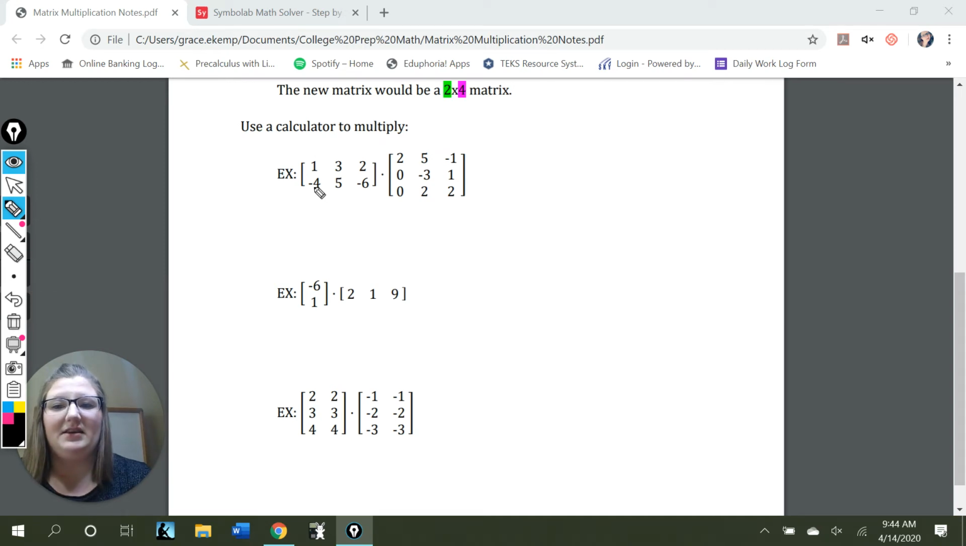First, we need to find the number of rows for the first matrix and the number of columns. So our first matrix has 1, 2 rows, and then 1, 2, 3 columns. So this first matrix is a 2x3. Next, we're going to look at the size of the second matrix. The second matrix has 1, 2, 3 rows, and then 1, 2, 3 columns. So the second matrix would be a 3x3 matrix. So these are the sizes we're going to type into our calculator.